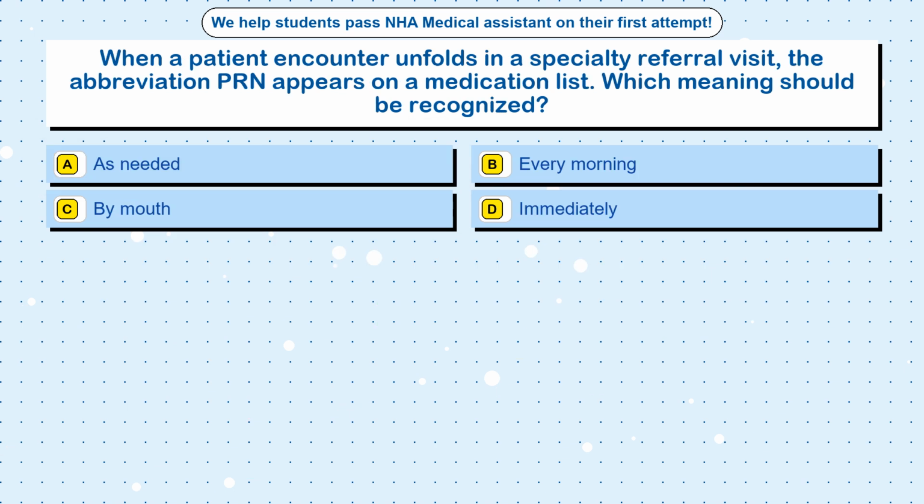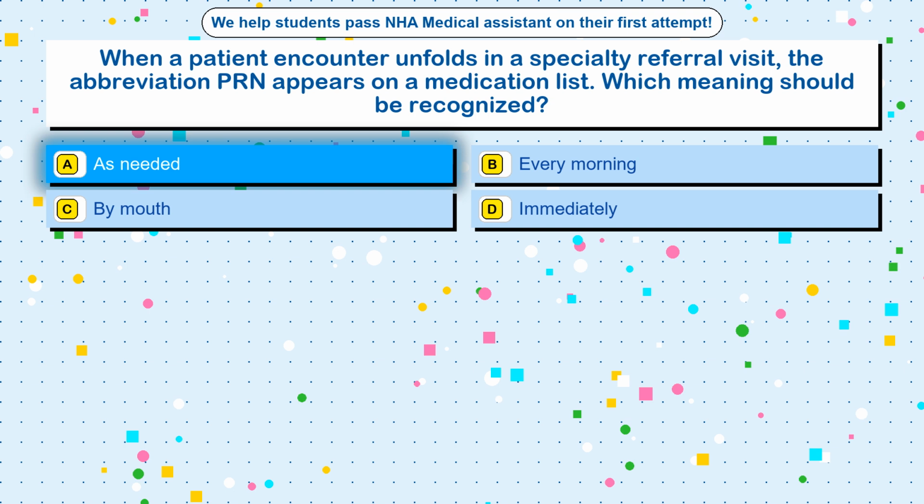Question 57. When a patient encounter unfolds in a specialty referral visit, the abbreviation PRN appears on a medication list. Which meaning should be recognized? Option A, as needed. Option B, every morning. Option C, by mouth. Option D, immediately. The correct answer is option A, as needed.